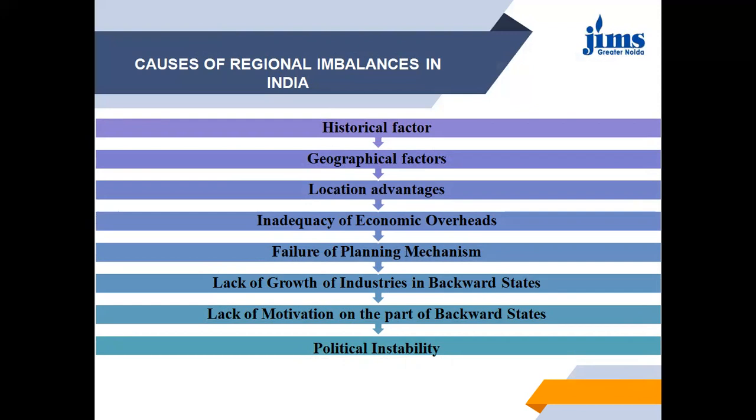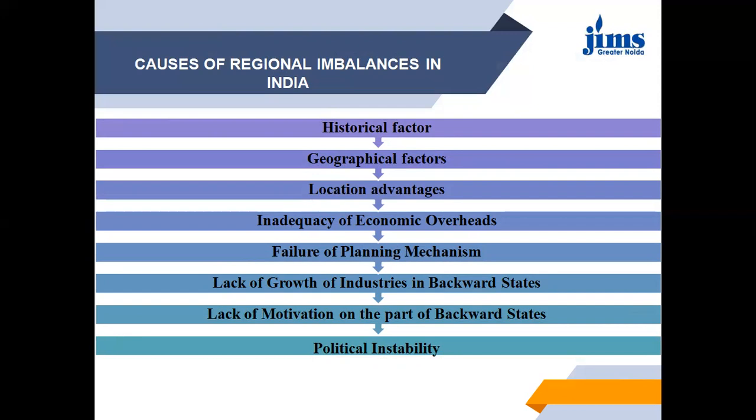Then, inadequacy of economic overheads. Economic overheads like transport, communication, banking, insurance, and technology are considered very important factors for industrial development and for overall development. So due to adequacy of such economic overheads, some regions are getting special favor in respect of settlement of developmental projects, whereas due to inadequacy of such economic overheads, some regions like the Eastern region or the Bihar region, the backward regions, are neglected as compared to other developed regions of the country.